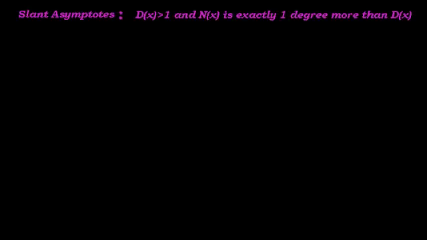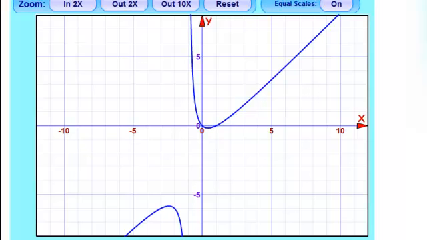So here we go. They occur when we have some sort of rational expression, of course, because that's what we're doing, and when the denominator is of degree greater than 1, and the numerator is of degree exactly 1 more than our denominator. So let's look at one.